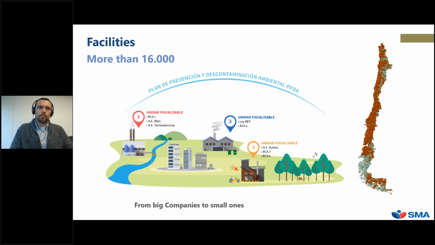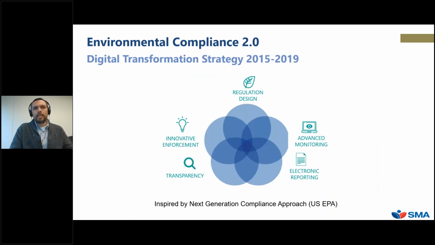For big projects such as a copper mining project, sometimes they have 10 or even more environmental permits, and they could be inconsistent with each other. So it's evident that we need technology, we need data. We are only 250 people in the institution, so we had many problems at the beginning, during the first year. So 5 years ago, we started a digital transformation path through a strategy called Environmental Compliance 2.0.